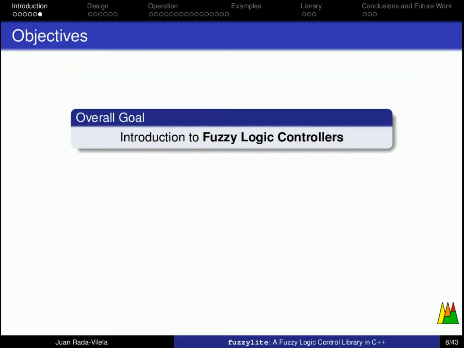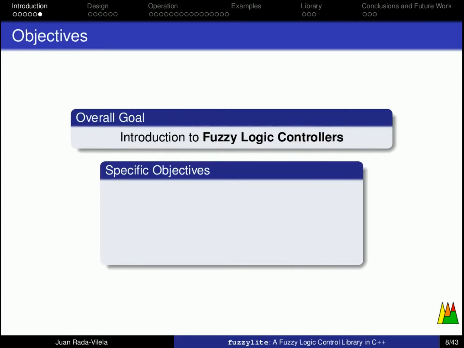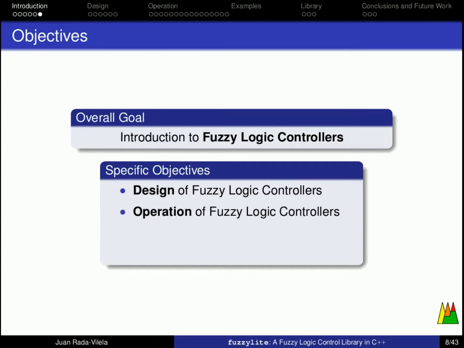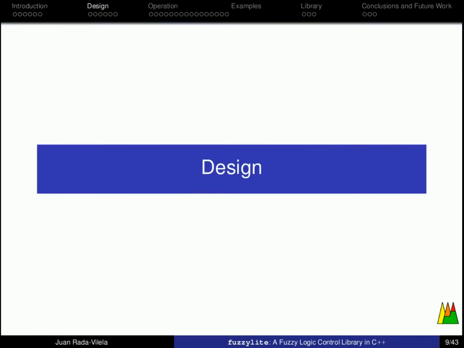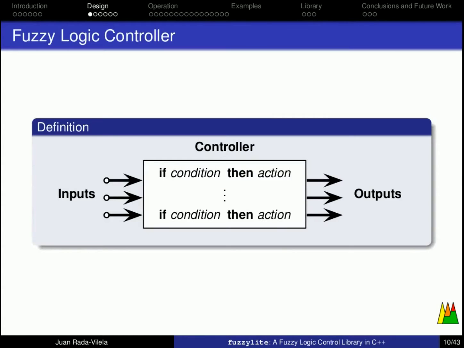The overall goal of this tutorial is to present an introduction to fuzzy logic controllers. Specifically, I will go over the design and operation of fuzzy logic controllers, I will present some examples, and lastly, I will describe FuzzyLite. So what's a fuzzy logic controller? Basically, it consists of a set of inputs that activate a set of rules that trigger a set of actions that generate a set of outputs. As simple as that.